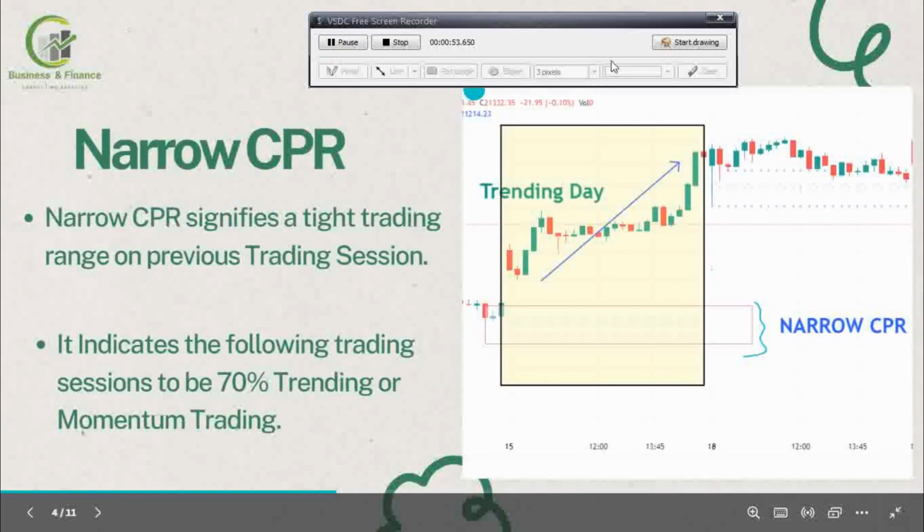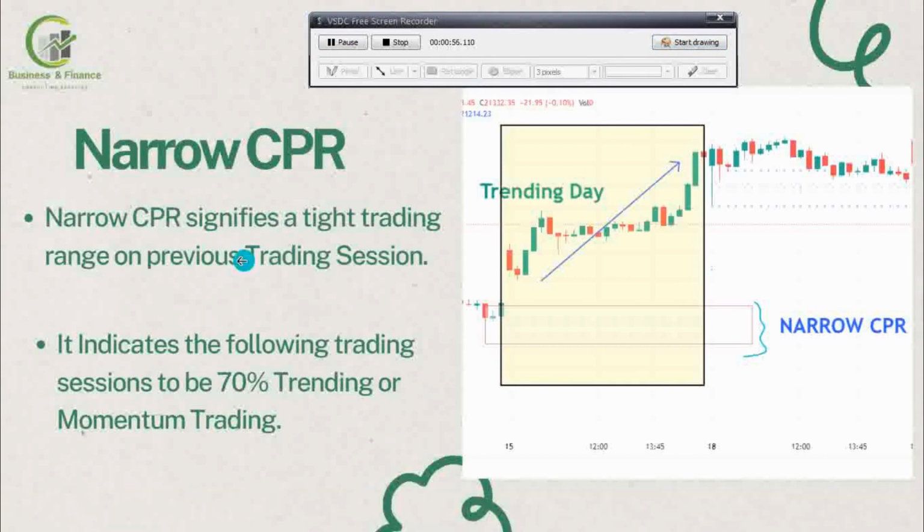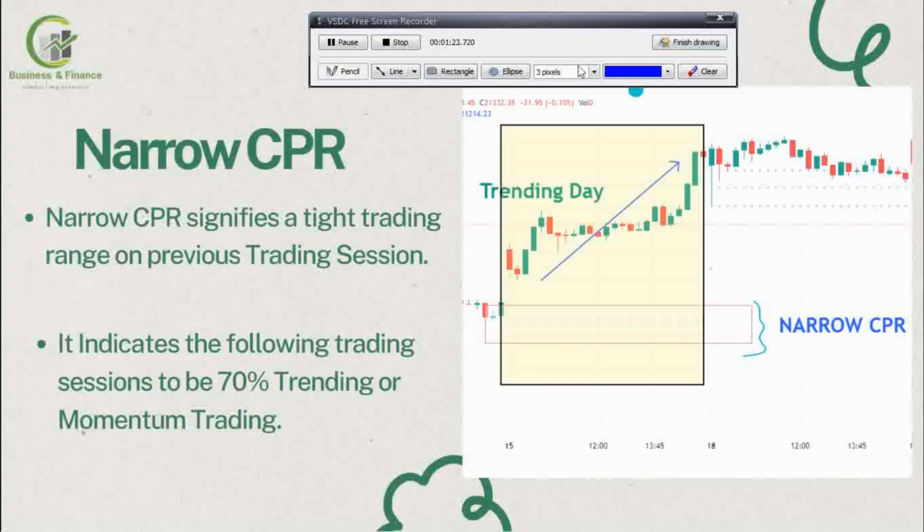Narrow CPR usually occurs when the previous day's session was a sideways or range bound trading session. So the following trading session will have a narrow CPR, which indicates that 70% of the coming market will be in trending or momentum trading. So let's check here. This is narrow CPR.